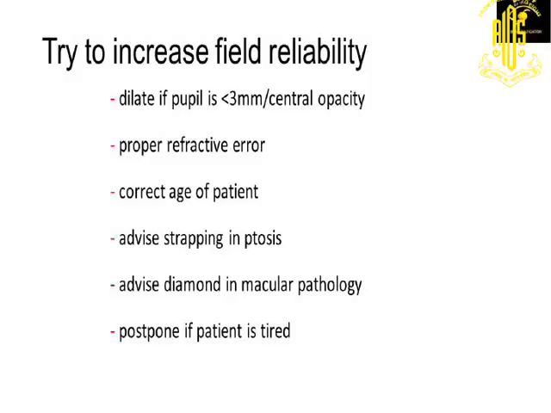A proper refractive error correction must be done. Correct the age of the patient if it's not given there, because Humphrey has this protocol of matching it to the age. And then if there is ptosis, make sure that your technician has strapped the lid, and then postpone the test if you see that the parameters are not right and your patient is tired.